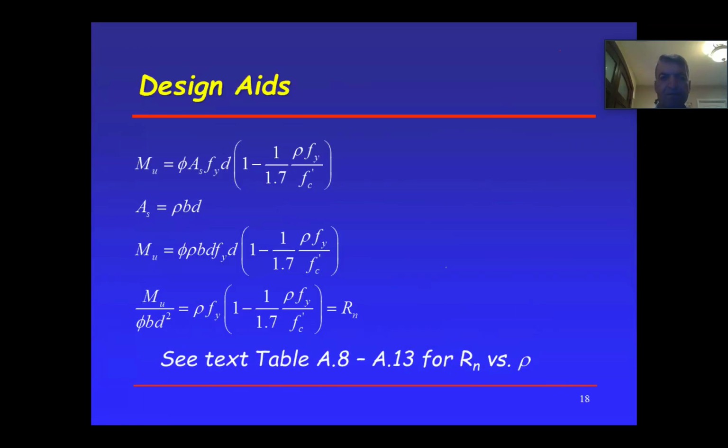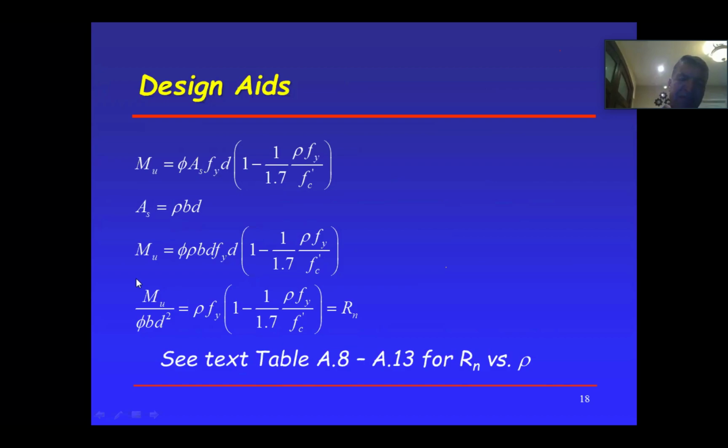All right? Design aids: if you go to tables 8 through 13, those tables are Rn versus rho. We're going to do a lot of that. So once you know Rn, you can pick rho, and then these equations came from here. We went through that, I believe, so I'm not going to repeat that. As equals rho b d. This is the equation.